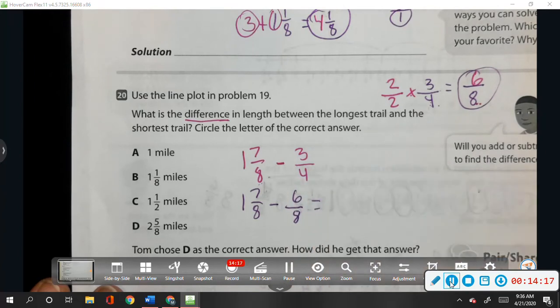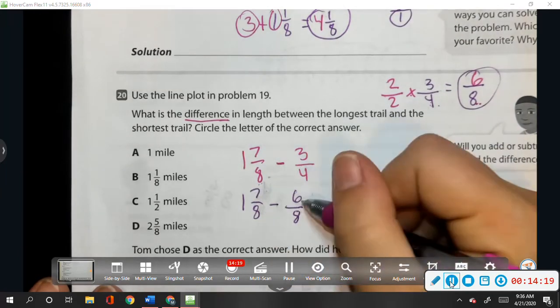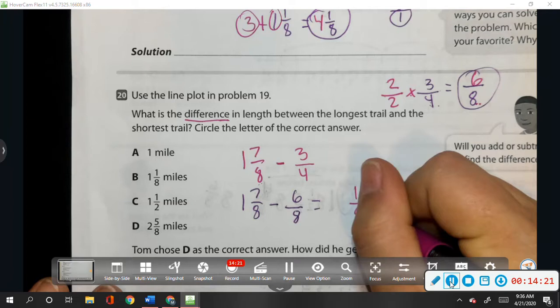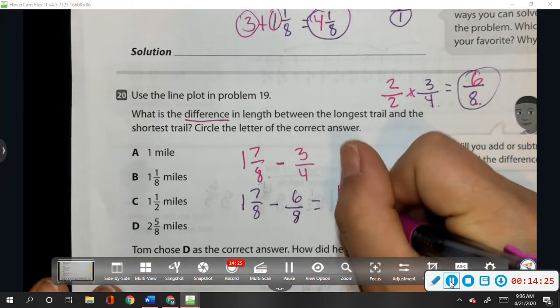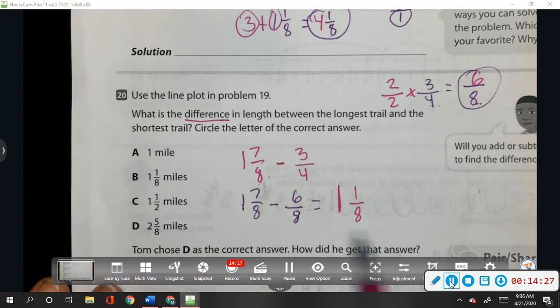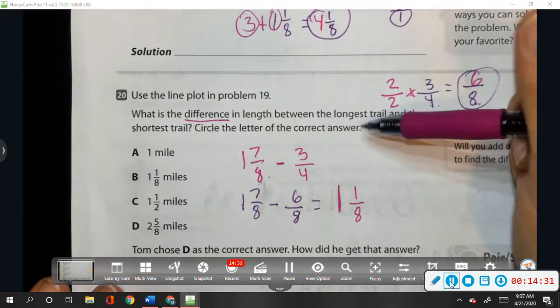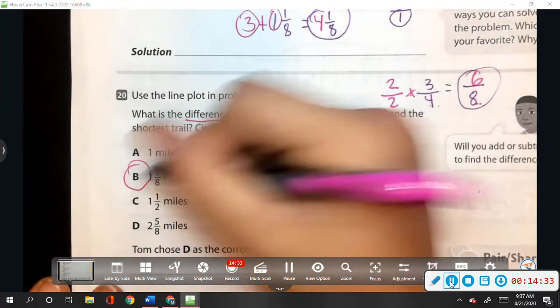And then all we have to do is go through and subtract. 7 minus 6 is 1. Our denominator doesn't change, and we don't have anything to subtract our whole number by. So 1 1/8 mile is the difference between our shortest trail and our longest trail, and that would be B.